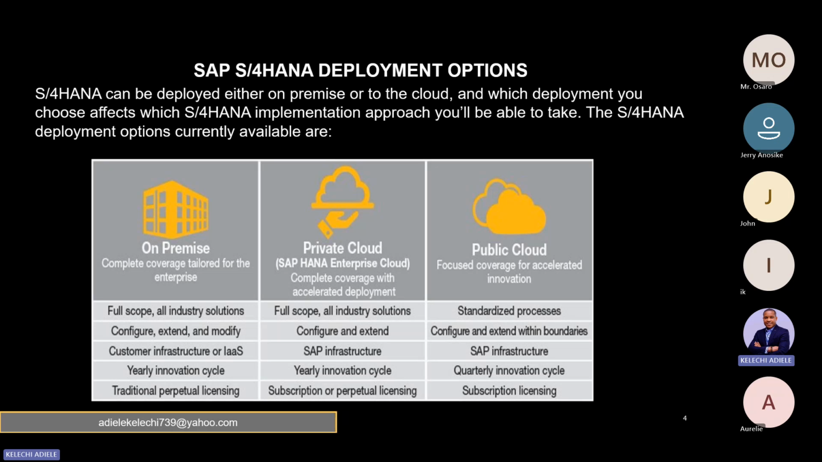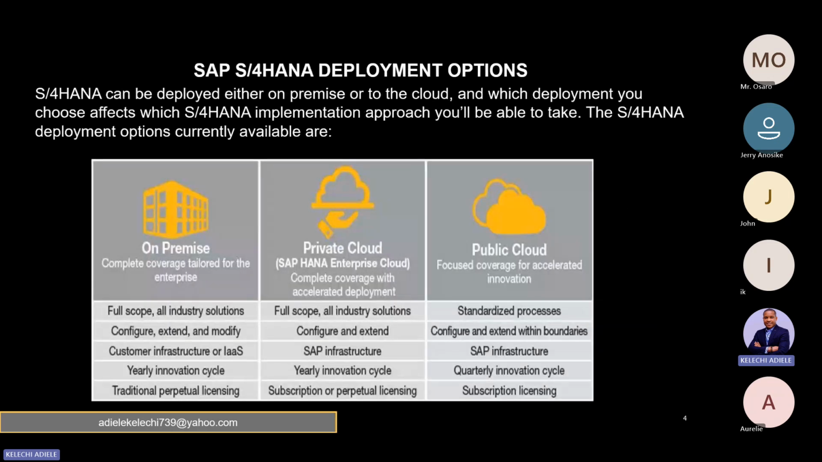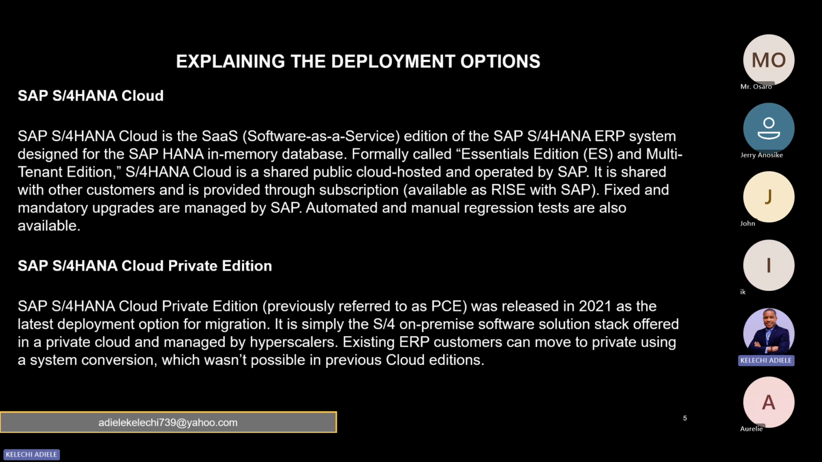Awesome. So the next thing is, take note of deployment options. It might also come out in your next interview, the different deployment options we have. Number two is explaining the deployment options. When you have the time, you can read through them, but we've talked about on-premise, private cloud, and public cloud. But cloud, definitely, SAP S/4HANA Cloud is what we call software as a service.